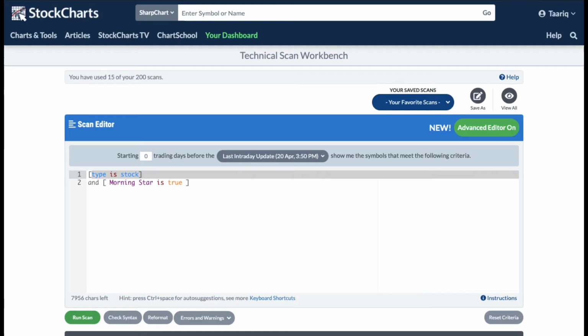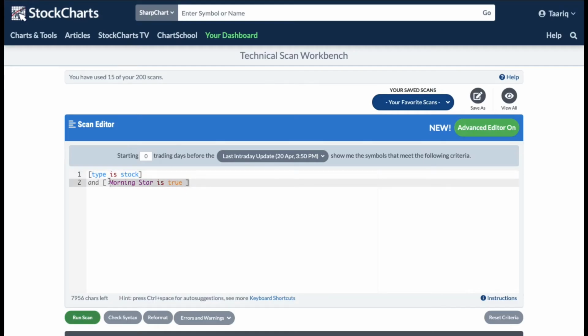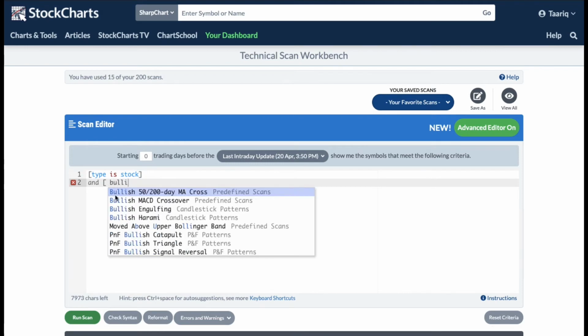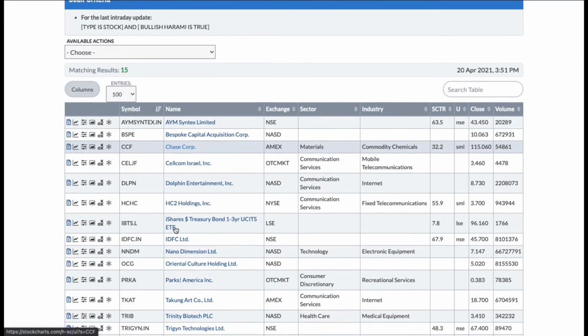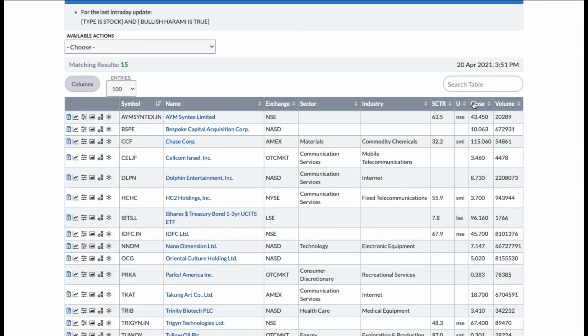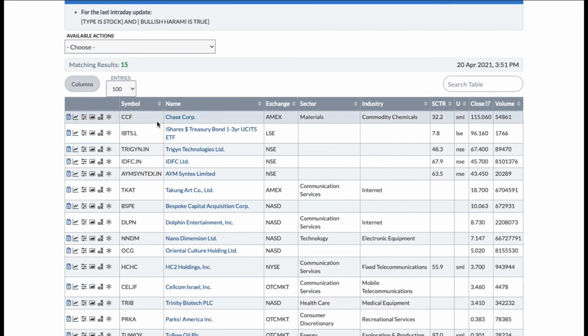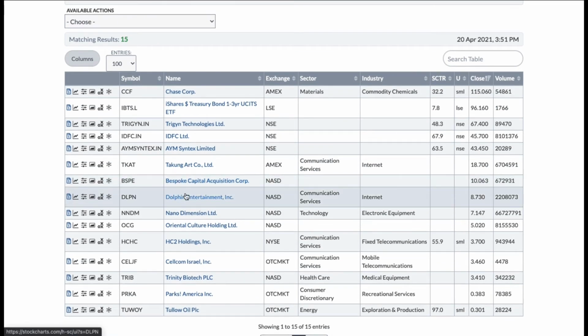So let's look at this in the workbench. This is going to be a bullish Harami. It's true. And when we run this scan, we have 15 examples. I'm going to filter this out really quick. And let's look at Dolphin.